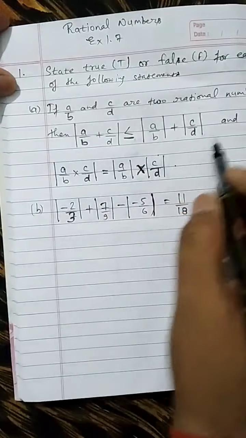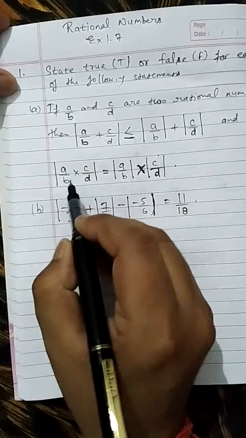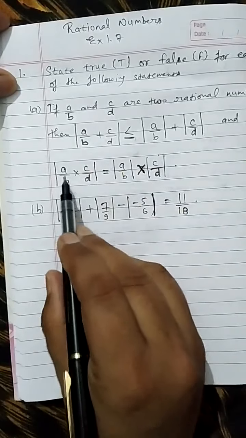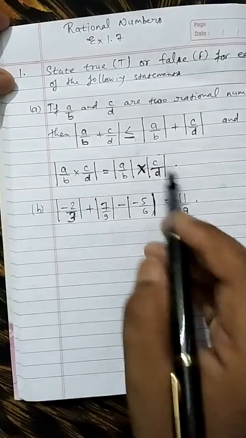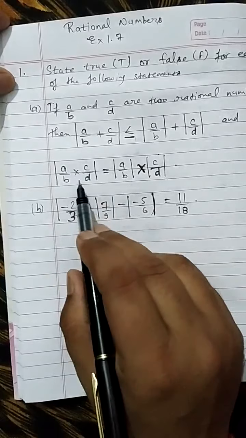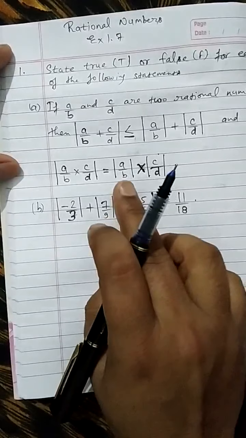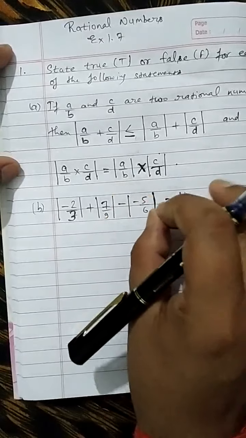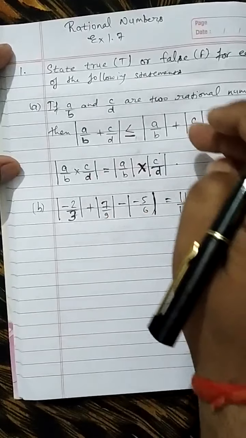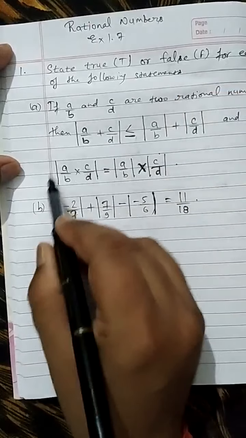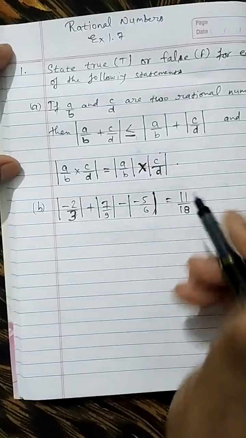So here these must be equal. And the absolute value of A upon B multiplied by C upon D means that two rational numbers are being multiplied, and this product should be equal to the product of the rational numbers that are inside the absolute values. It means that in both cases, sum and product, you get a positive value. So this is true.